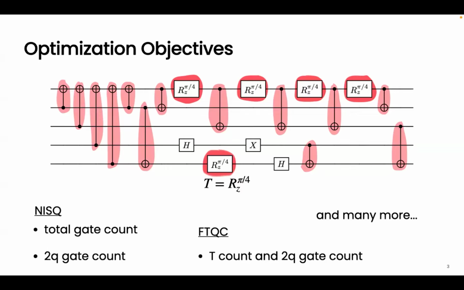You might want to also consider an objective like minimizing the depth, because the longer your computation runs, the longer your qubits have to stay in the state that you've prepared them in, and that's something that they typically don't like to do. Great.